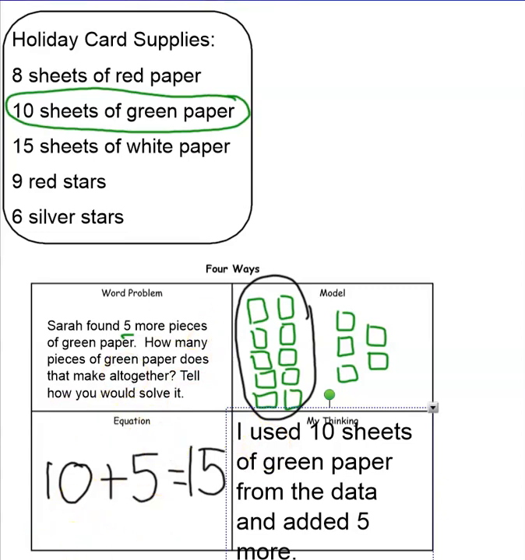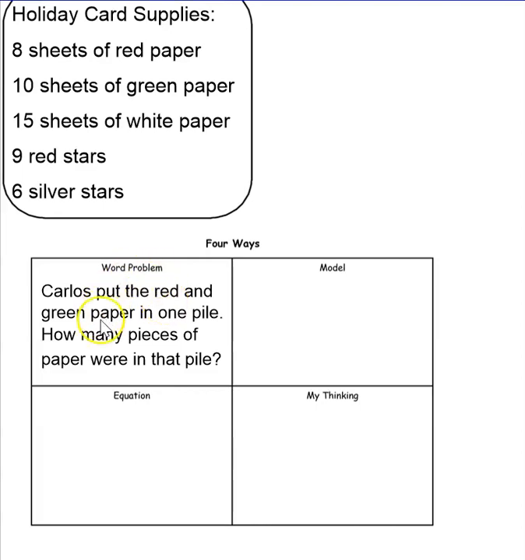Let's do another one together. Okay, so we have another problem here that I've got in our 4 ways box. Carlos put the red and green paper in one pile. How many pieces of paper were in that pile? What's going on in this problem? We know that Carlos is putting together the red and the green paper in one place, in one pile. We want to know how many pieces of paper are there together.